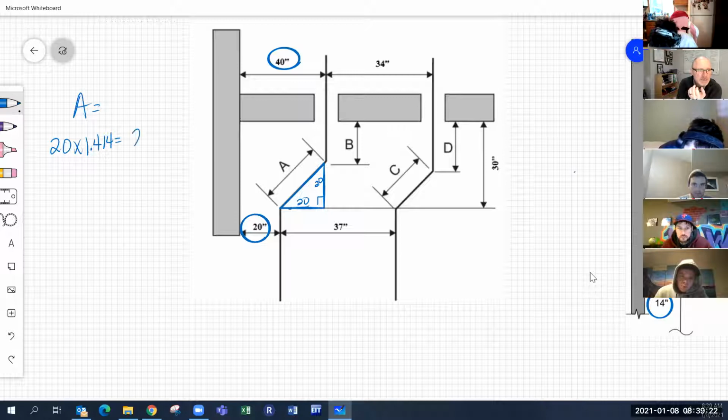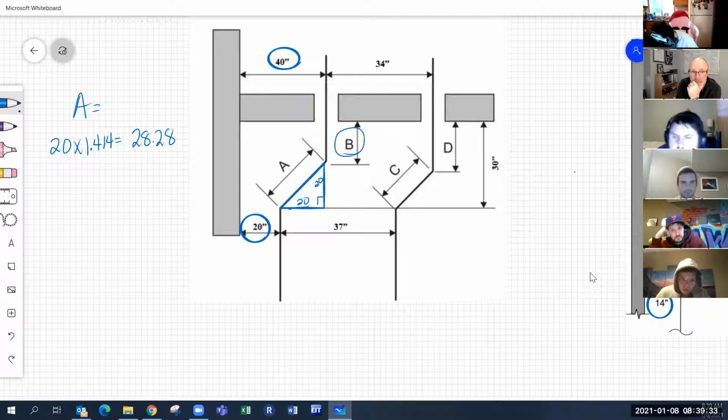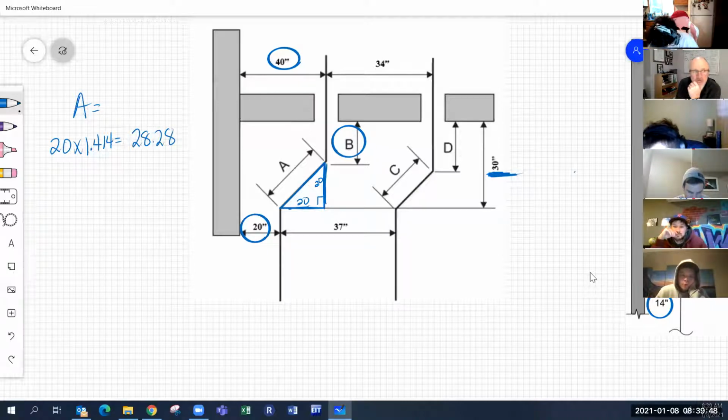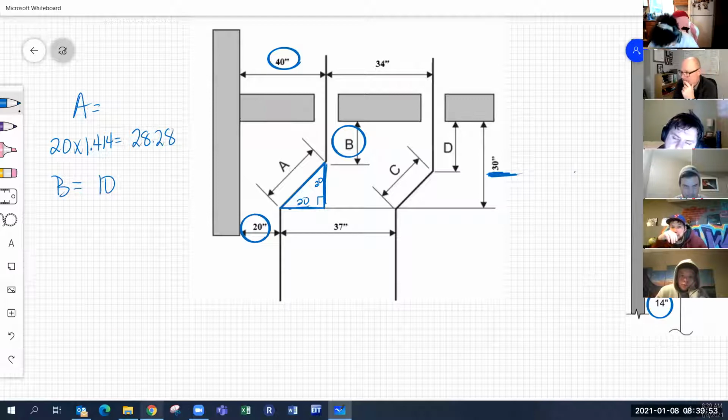So A is equal to 28.28. And now I can get B in here because you can see that this measurement over here is 30. And if I know that this line right over here is 20, 30 minus 20, B is equal to 10.